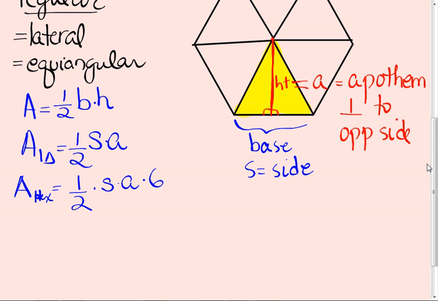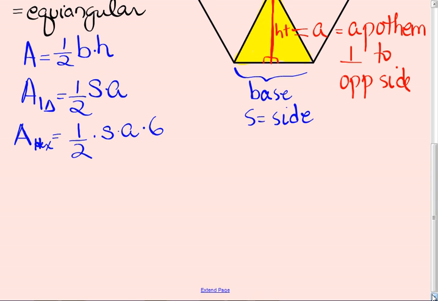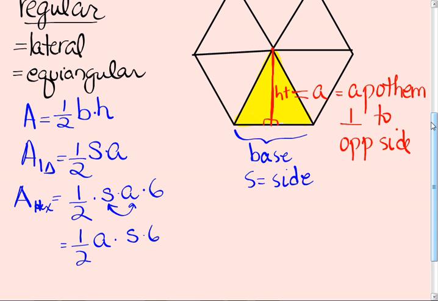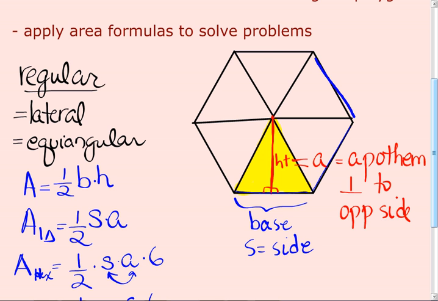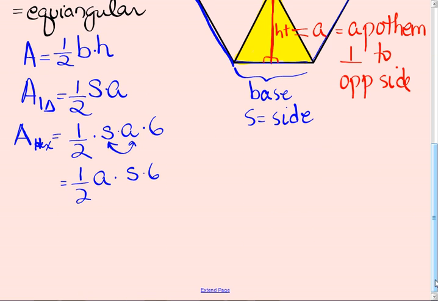I'm just going to do a little rearranging here. I'm going to switch the A and the S because I can, and it's 1/2 the apothem, and it's S times 6. What is S times 6? Yeah, we have 6 of these. What's another name for that as we go around our hexagon? Starts with a P. Perimeter. If you take 6 times the length of the side, you have the perimeter.